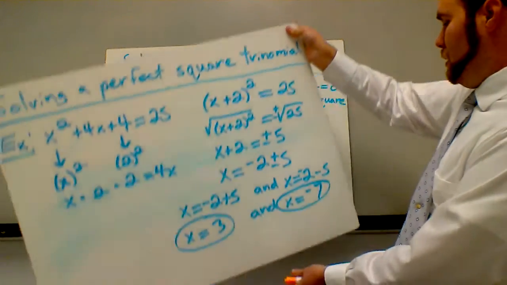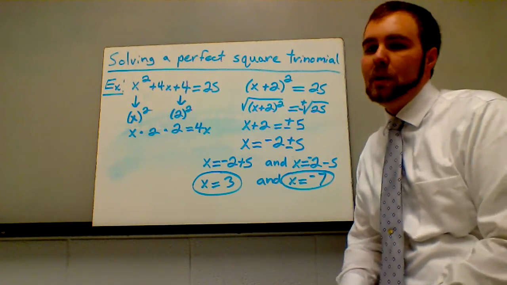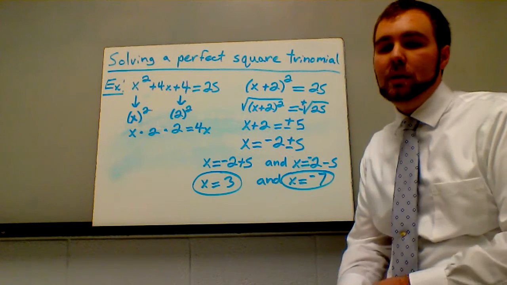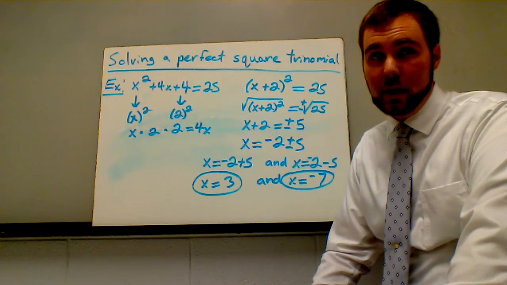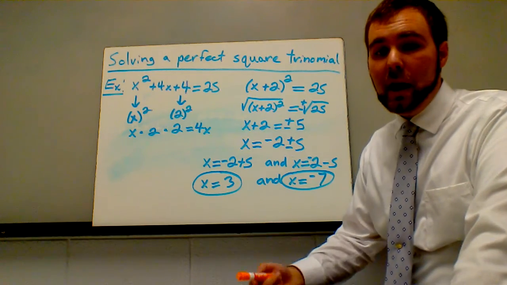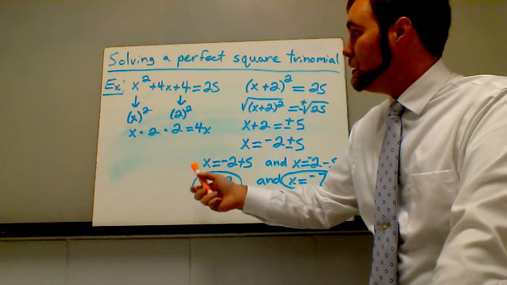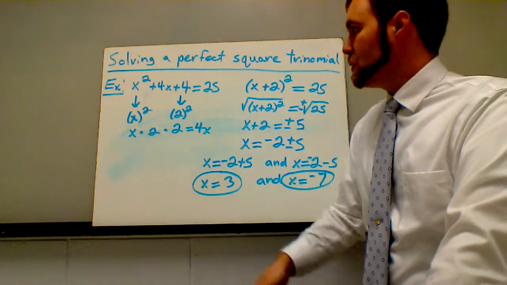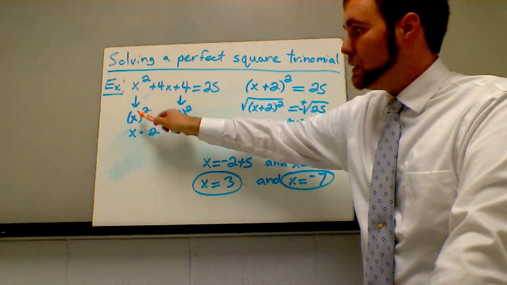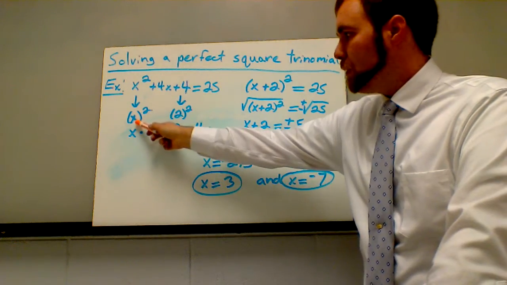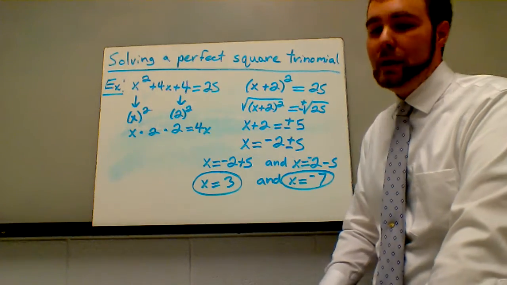So the second one is solving a perfect square trinomial. We went over what a perfect square trinomial is in last class when we were looking at factoring, but now we're actually using that to solve our equations. So in this case, I need to check and see if it is a perfect square trinomial. Here, I can write this as x squared, so x is my first term, and I can rewrite my plus 4 as 2 squared.